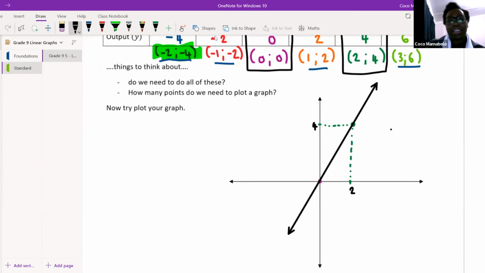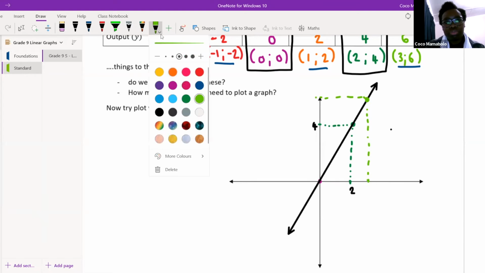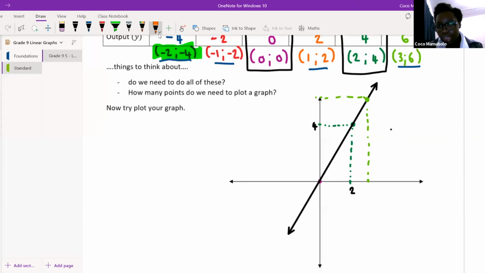That was amazing. That just means that because I only needed 2 points, it doesn't mean that the other ones aren't on the line. If I go to 3 and 6 on my graph like that, it's going to end up on my line. And if I go to 1 and 2, it's also going to end up on my line. They're all going to be there.